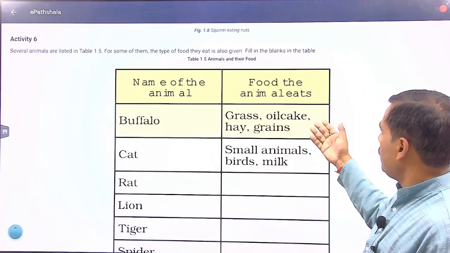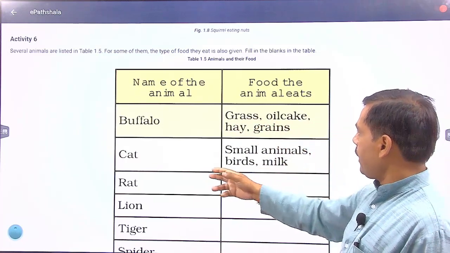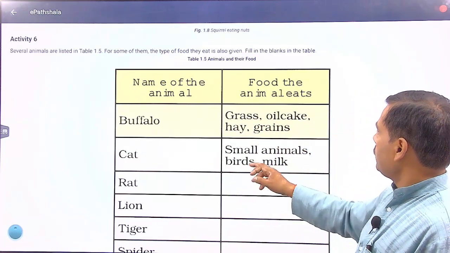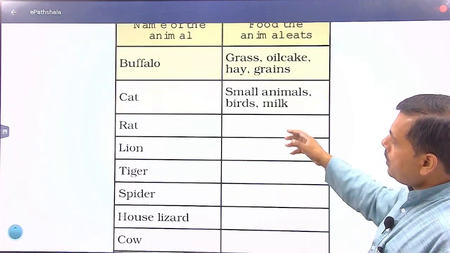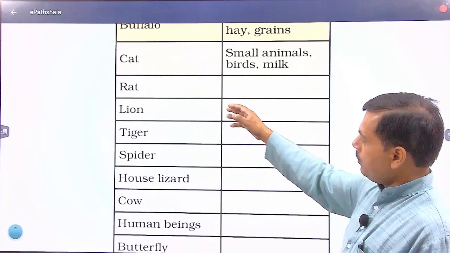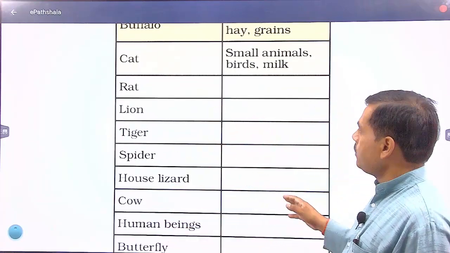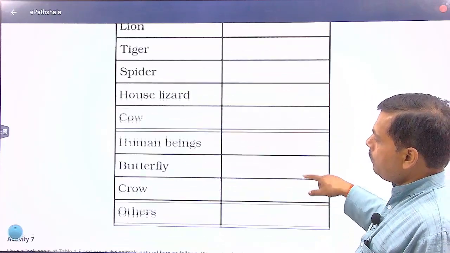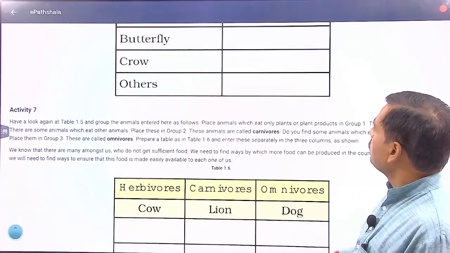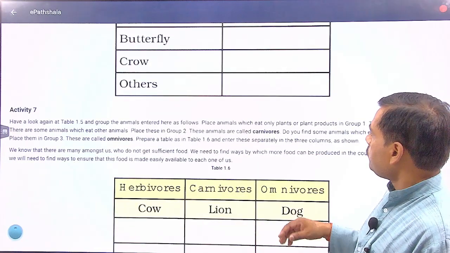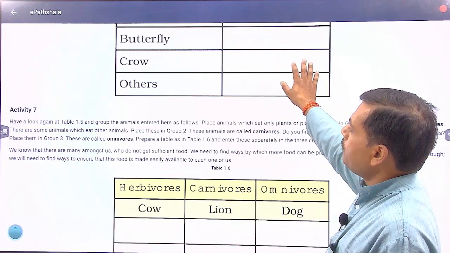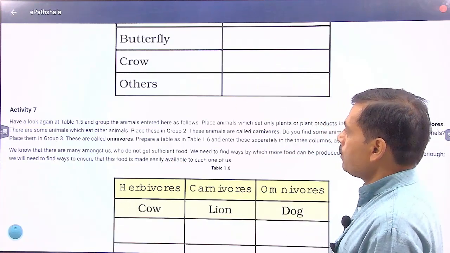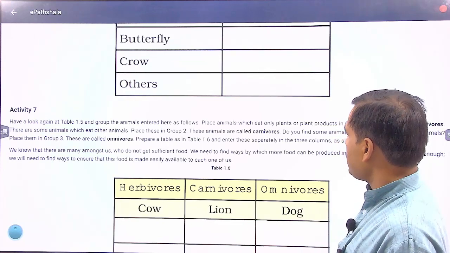Buffalo: grass, oil cake, hay, grains. Cats: what do cats eat? Small animals, birds, milk, and some others. Animals are given here. Please make this table with the help of your family members. Here I give various types of animals on the basis of the food materials they take.